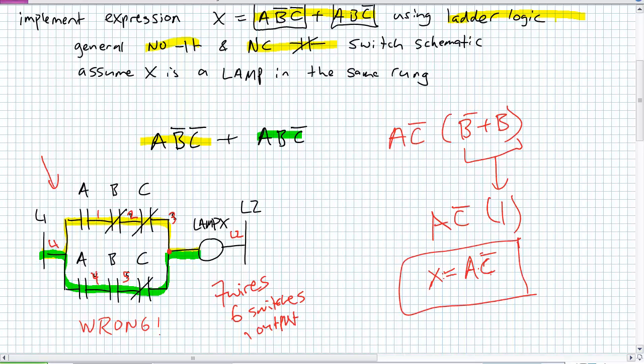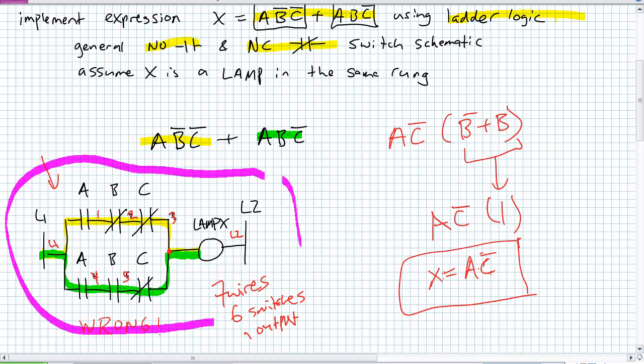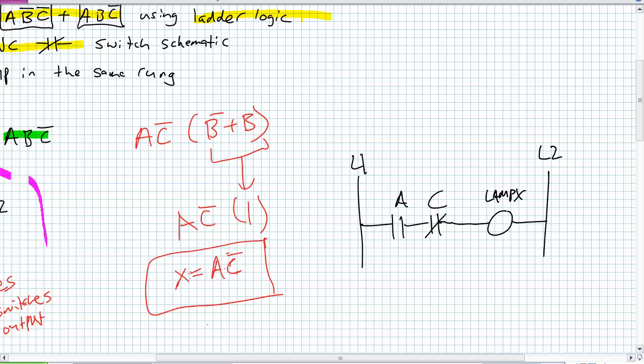Go ahead and try to do the ladder logic description for A and not C and compare and contrast it with the inefficient implementation which we came up with earlier. So you should look something like this. So I've got L1, wire 2, L2. So I've got 4 wires. How many contactors do I have? I have 2 switches. I've got 1 output.